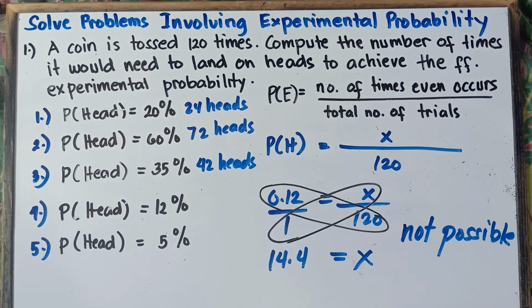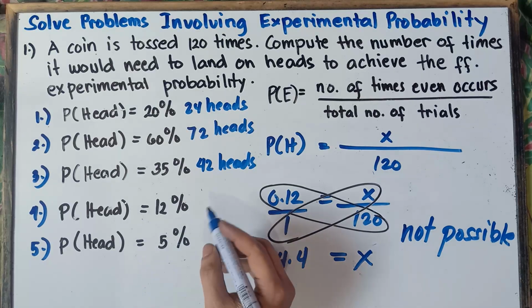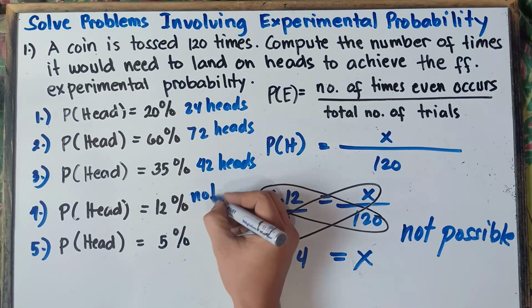Now, you don't have a number of heads, class. It will be 14.4. That's impossible, class. The number of heads must be a whole number. Example, the number of heads is 5, the number of heads is 10, the number of heads is 20. The number of heads, class, can be counted, and counting numbers are whole numbers. Therefore, class, this probability is not possible. So we can write this one as not possible.